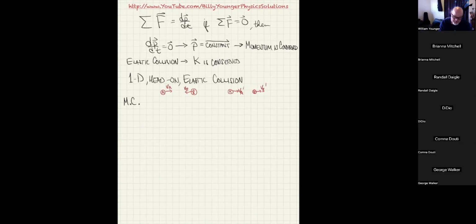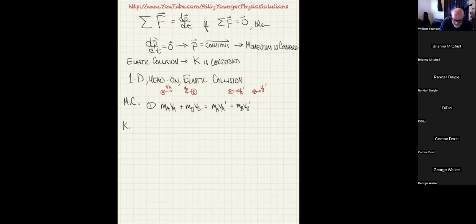Okay, if that's the case, then what we have is MA VA plus MB VB. Did somebody ask me a question? Okay, it looks like they didn't. All right, so that's the total momentum of the system before the collision. And then after the collision, MA VA prime plus MB VB prime. This is the equation for conservation of momentum.